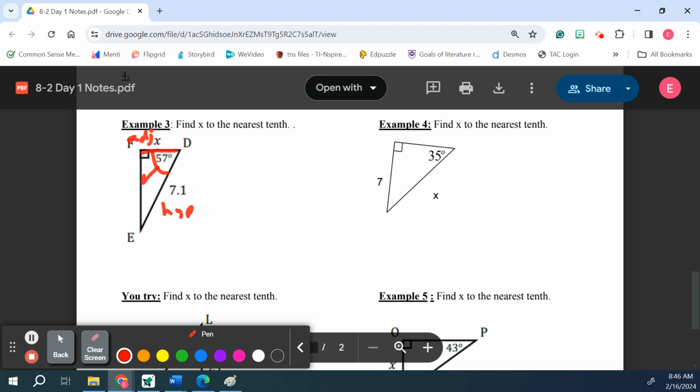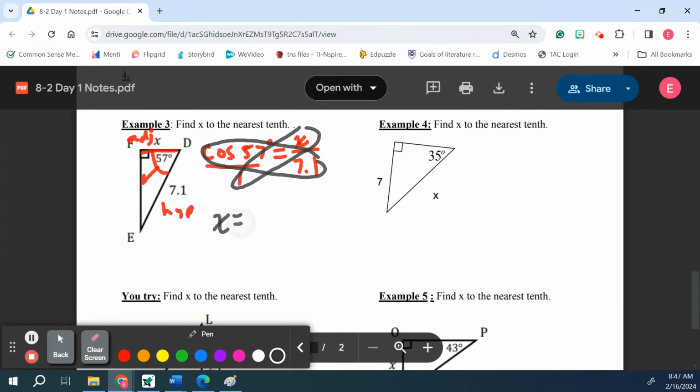Cosine. So I'm going to set this up as the cosine of 57 degrees equals the adjacent x over the hypotenuse 7.1. Now, this is the setup. You cannot just type this straight in. This is an equation, okay? Your best bet is to set it up as a proportion and cross multiply. So I'm going to cross multiply here and here. This leaves me with x equals 7.1 times the cosine of 57 degrees.